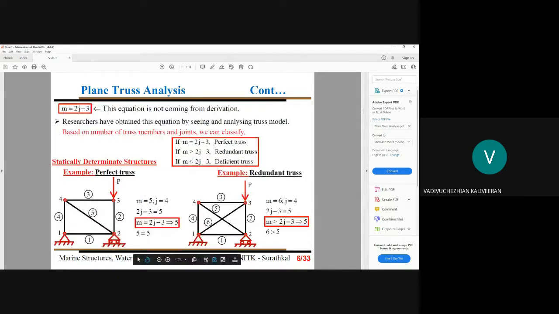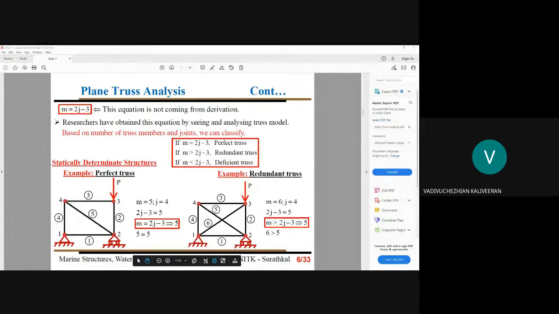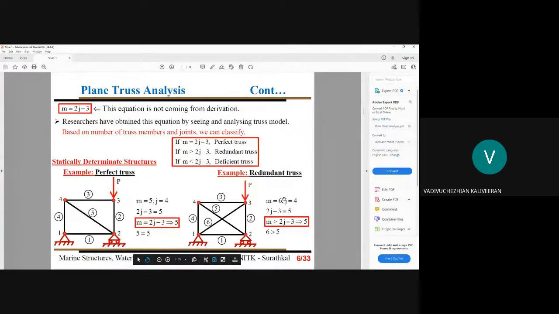Now you have to note this part also. It is very important. When m equal to 2j minus 3, it is a perfect truss. When m is greater than 2j minus 3, it is a redundant truss. When m is less than 2j minus 3, it is a deficient truss.